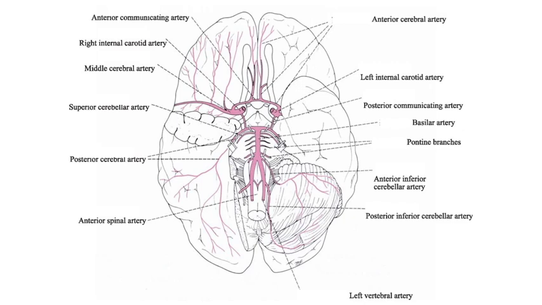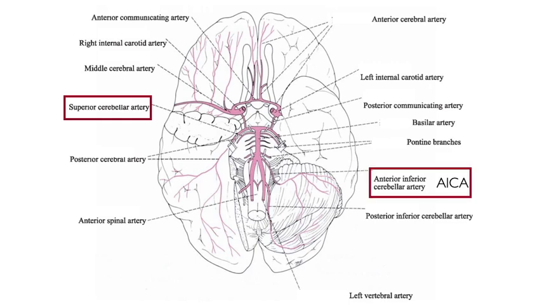This diagram shows the inferior surface of the brain. Here is the superior cerebellar artery. Here is the AICA, and here is the PICA.